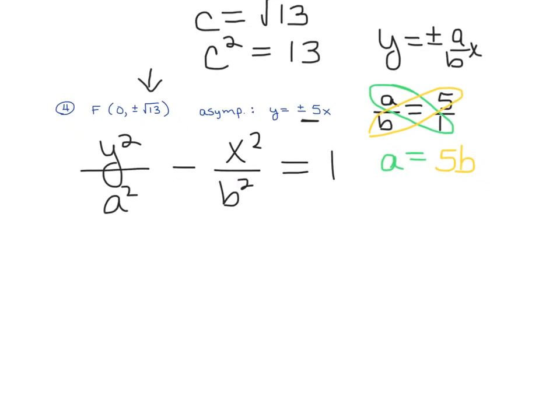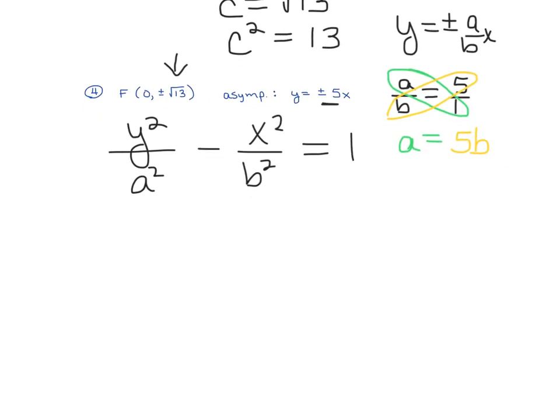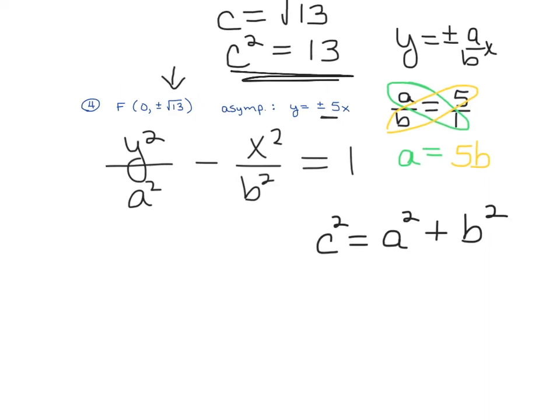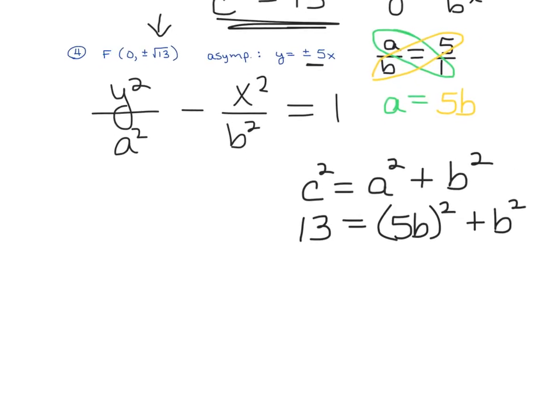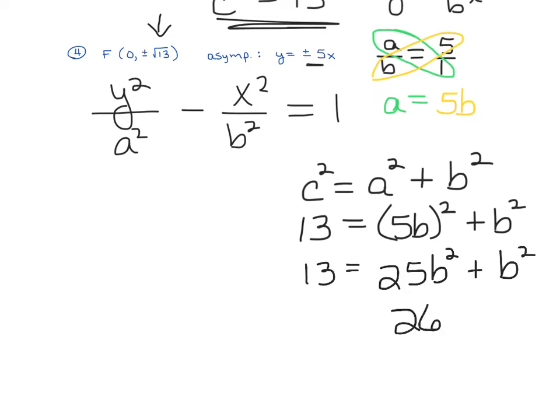So I'm going to go ahead and plug in to c squared equals a squared plus b squared. My c squared is the 13. My a, I know what that is, and then I'm going to square this term. And now when I square 5b, it becomes 25b squared. I now have like terms that I can combine and get 26b squared.